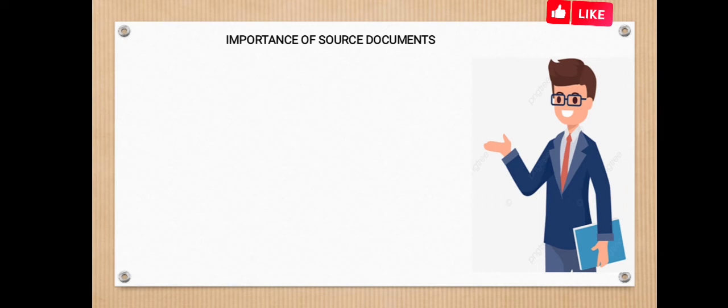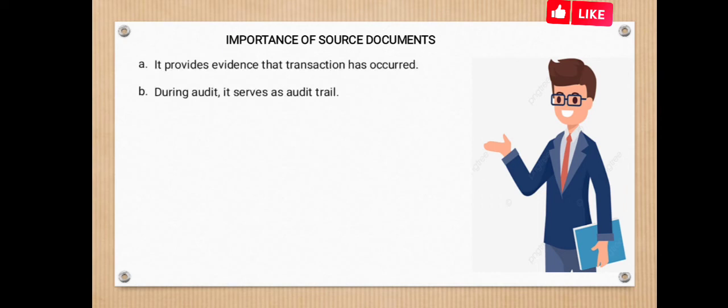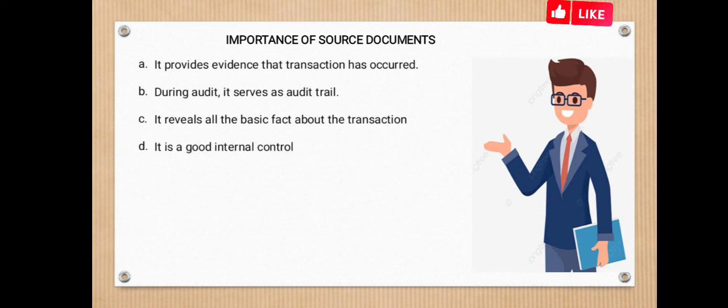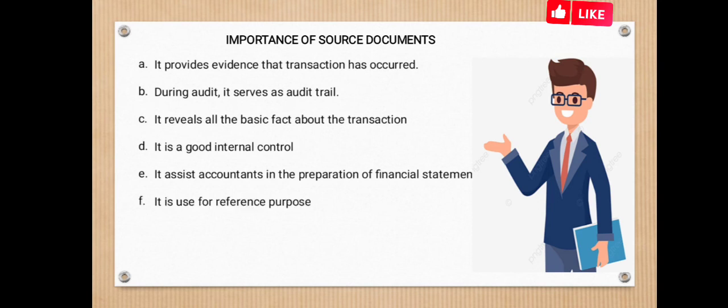Importance of source documents. A. It provides evidence that a transaction has occurred. B. During audit, it serves as an audit trail. C. It reveals all the basic facts about the transaction. D. It is a good internal control. E. It assists accountants in the preparation of financial statements. F. It is used for reference purposes. G. It is used to correct errors. H. It enables auditors to track fraud.